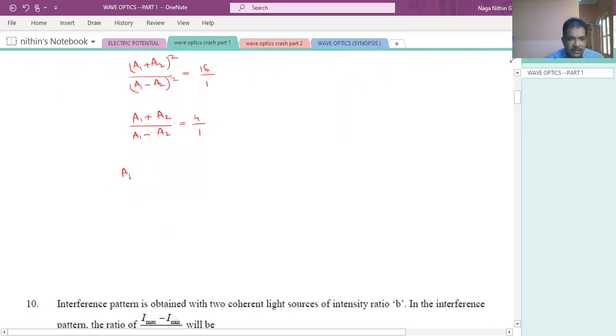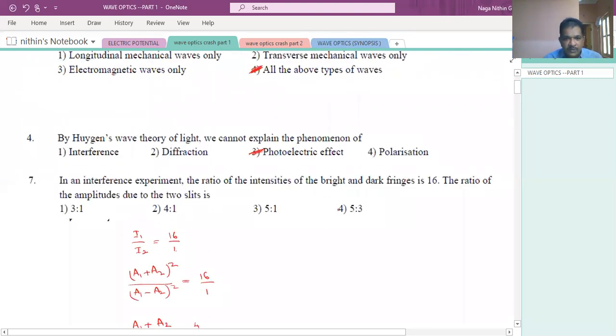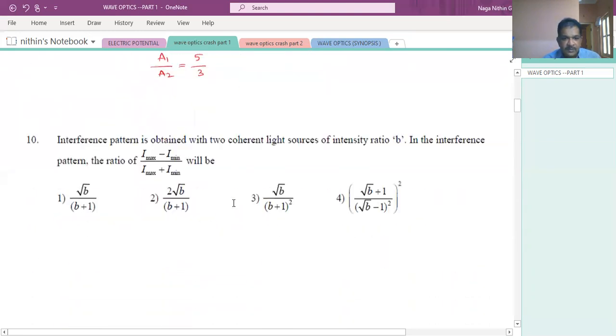So cross multiplication, A1 plus A2 is equal to 4A1 minus 4A2. So 5A2 is equal to 3A1, and A1 by A2 is equal to 5 by 3. The ratio of amplitudes is 5:3. See the next question.